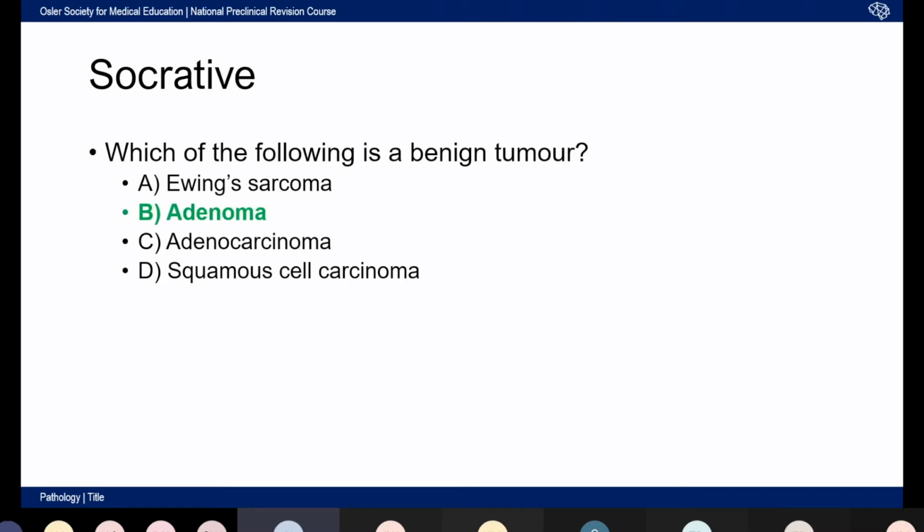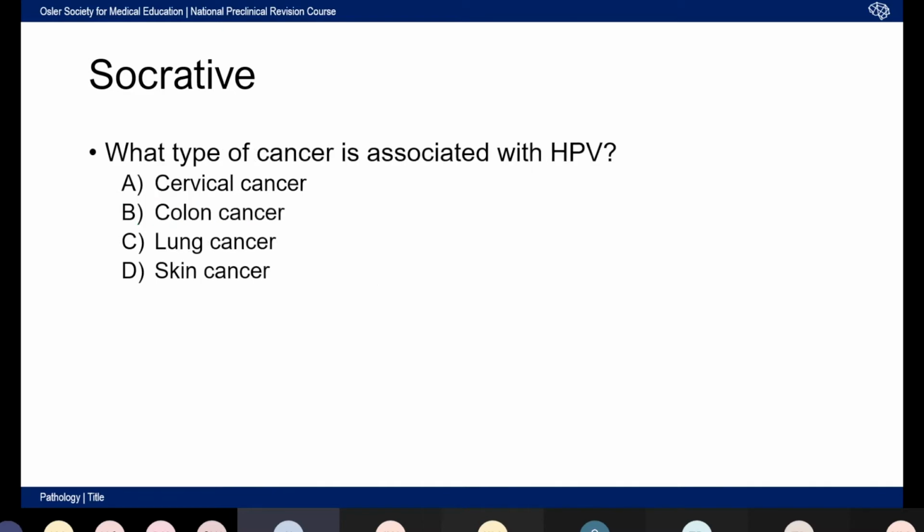Yep, everyone got that right. It's just adenoma, so the others, sarcoma and carcinoma, tend to indicate as malignant, whereas just the oma at the end is more likely to be benign.